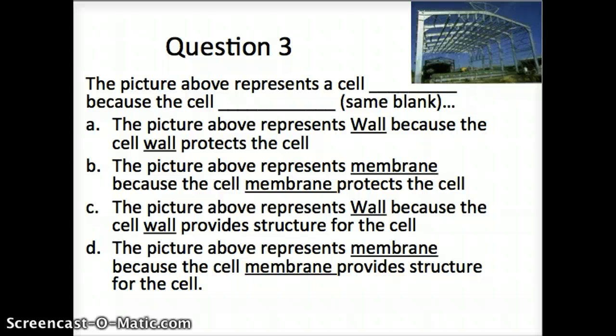Question 3. The picture above represents a cell blank because the cell blank, and you've got to finish that sentence. A, the picture above represents a cell wall because the cell wall protects the cell. B, the picture above represents the cell membrane because the cell membrane protects the cell. C, the picture above represents the cell wall because the cell wall provides structure for the cell. D, the picture above represents the cell membrane because the cell membrane provides structure for the cell.